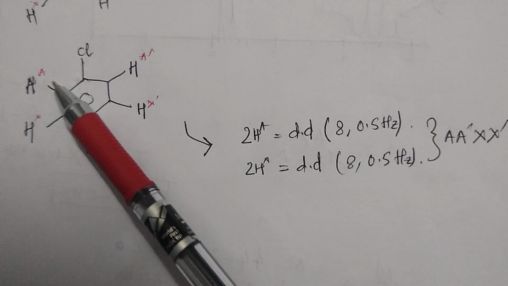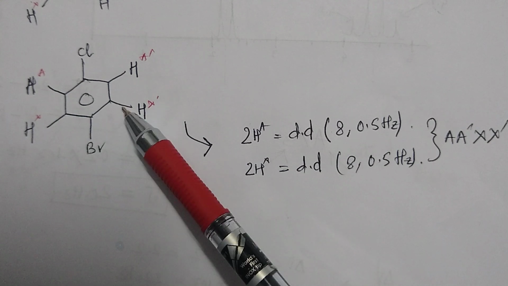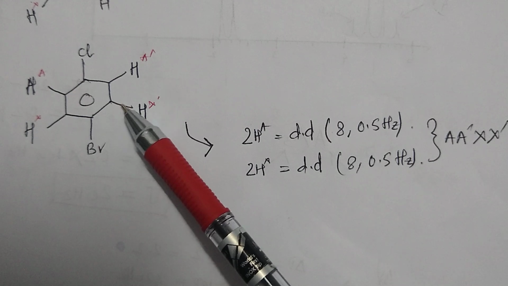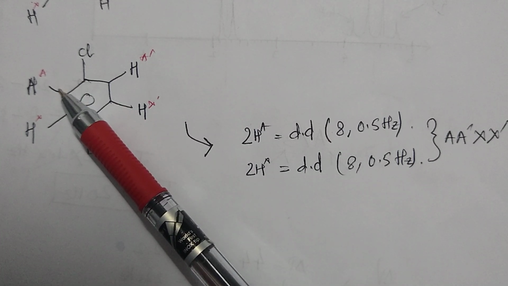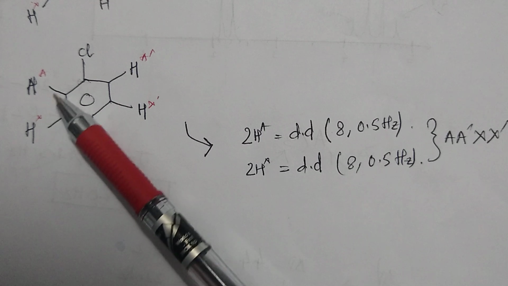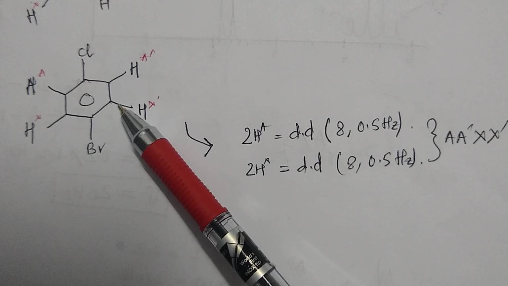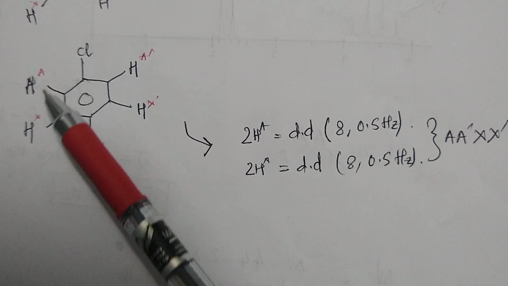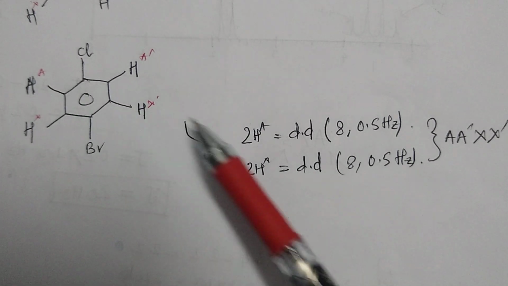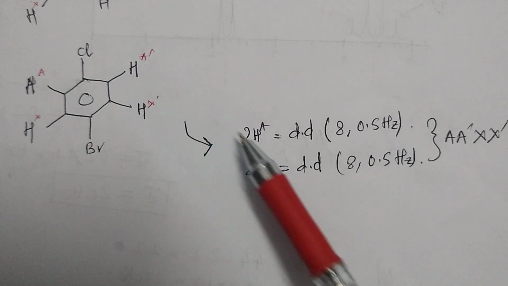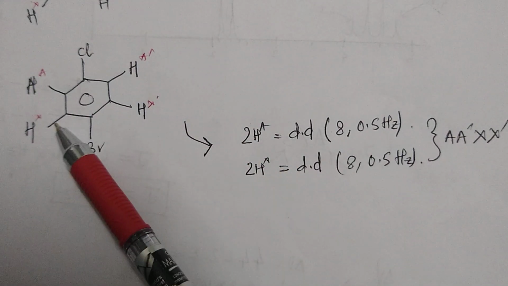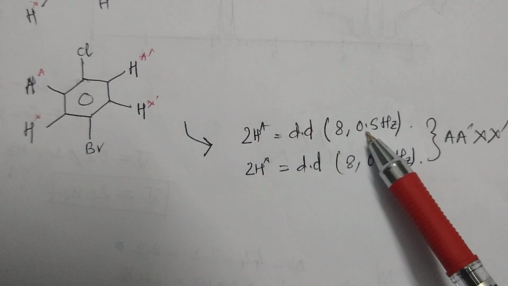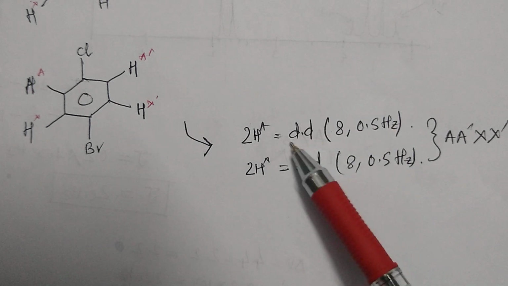And for the A type of proton, if it couples with the X dash type of proton, it will give another doublet, but it is a 5 bond coupling, that is para coupling of protons. Their coupling constant will be very low, that is less than 1. Now here we will have a doublet with this and a doublet with this, so the two A type protons will give a doublet of doublet with 8 Hz for this ortho coupling, and for this para coupling it will be 0.5 Hz. Likewise, it is a doublet of doublet.